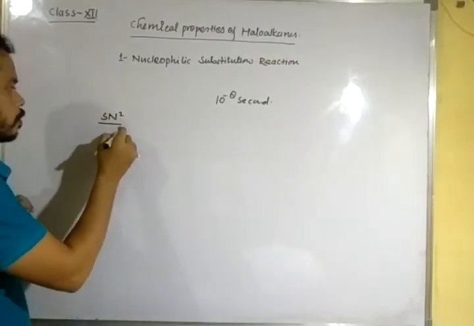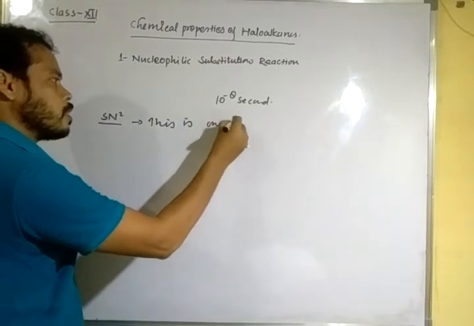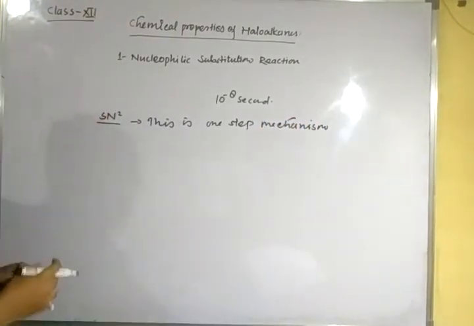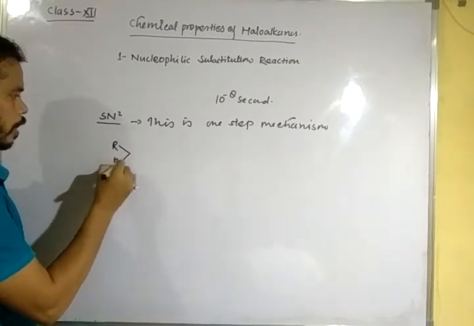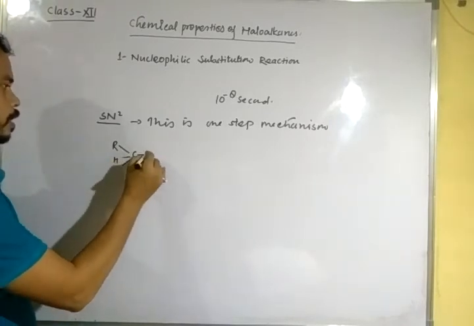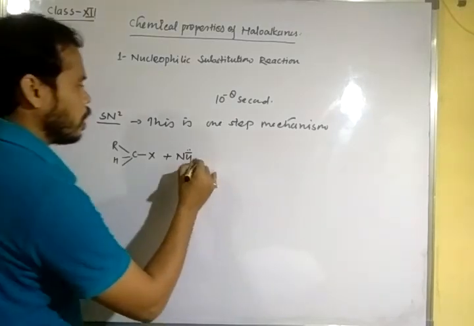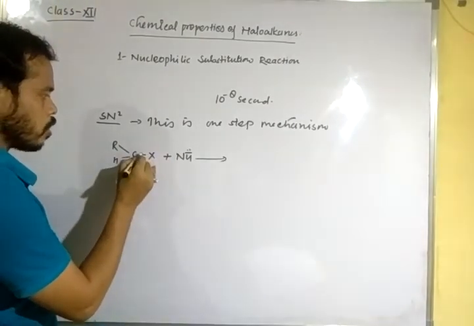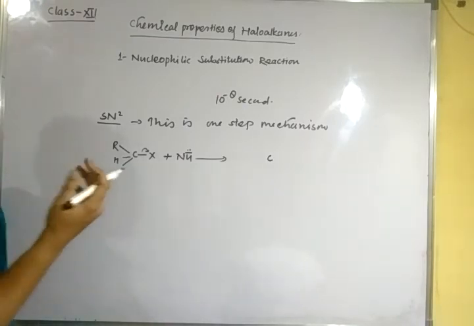Let us see the SN2 mechanism. This is a one step mechanism. In the slowest step, the nucleophile attacks on H, C, H, X plus nucleophile, and the nucleophile attacks the carbon atom and the electron displaced towards the halogen atom like this to form an intermediate state or transition state.